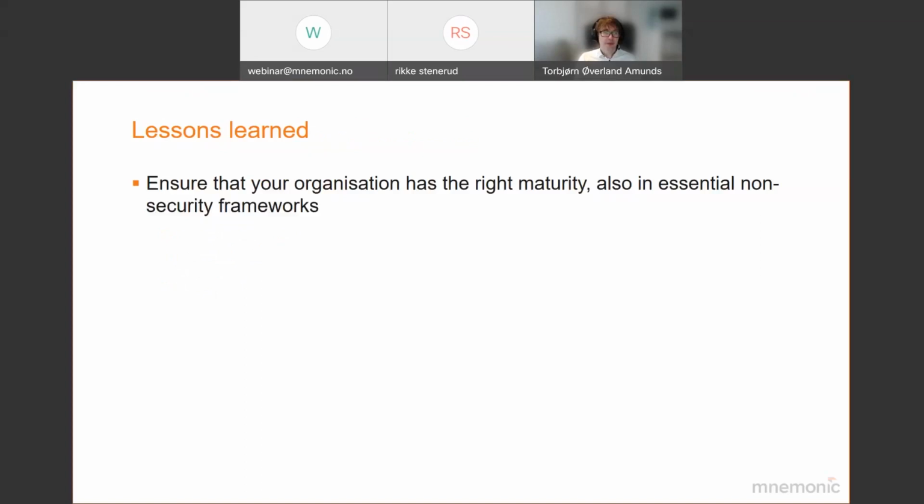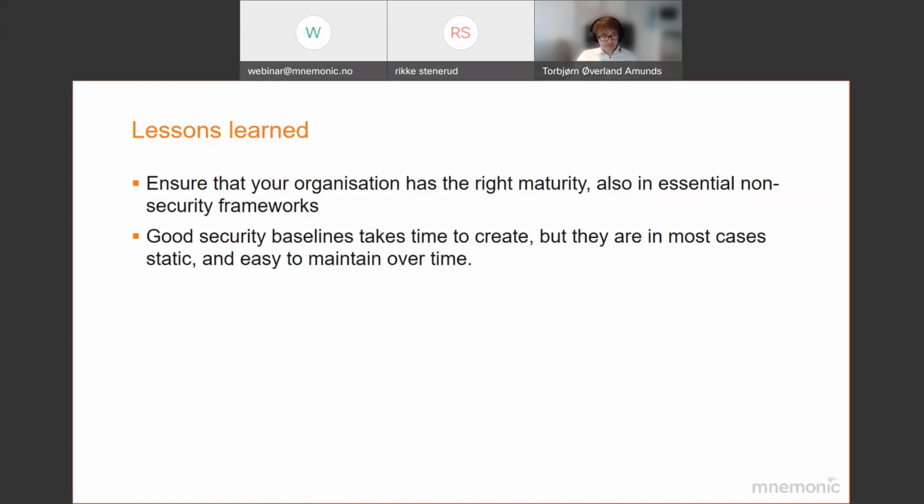The first one is basically what I mentioned first. Ensure that your organization has the right maturity, also in the essential non-security frameworks. The reason that is so important is you want to avoid problems that will definitely delay your implementation, and in the worst case, can actually stop it. If you don't have the maturity necessary in all the other frameworks, it is really hard to increase the maturity in just the security domain. So a first step here is to evaluate the entire value chain necessary.